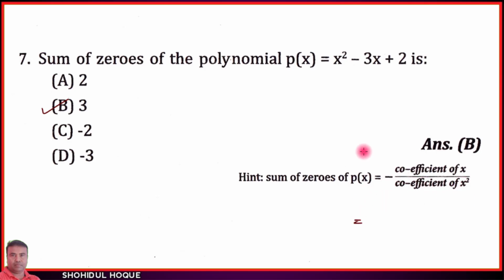So we have to apply this formula. First write this minus as it is, and then the coefficient of x from this polynomial, that is the number with x is called the coefficient. So here minus 3 is the coefficient of x, and then divided by the coefficient of x square. With x square, what number is there? Nothing means 1. Now calculate this. Minus into minus will be plus, then positive 3 divided by 1. When 3 is divided by 1, the answer will be 3. So the correct option is 3.